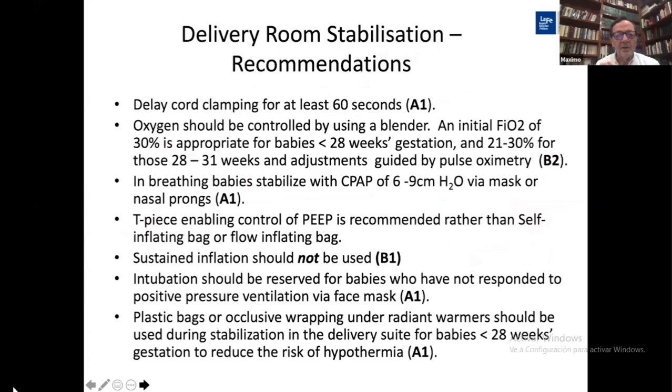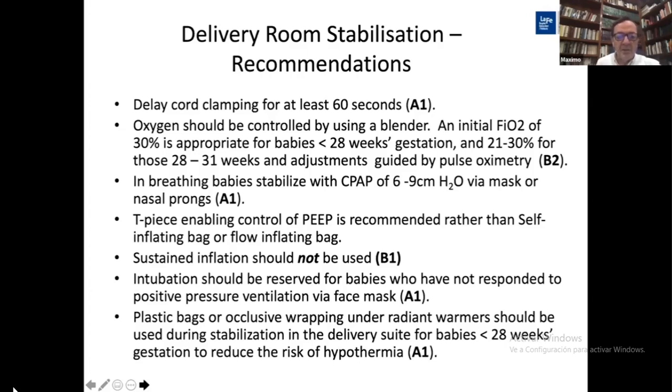cord clamping for at least 60 seconds. Oxygen should be controlled by using a blender. An initial FiO2 of 30% is appropriate for babies less than 32 weeks of gestation. And remembering that the very small ones may need a little more oxygen in the first 2-3 minutes, and 21 to 30% for those between 28 and 32 weeks of gestation, and the adjustment should be guided by pulse oximetry.